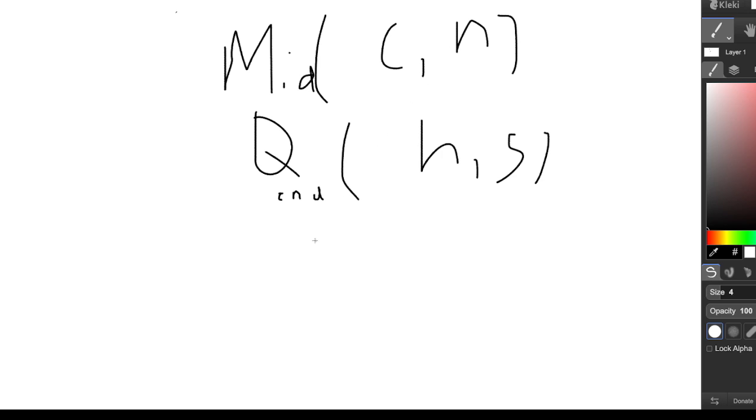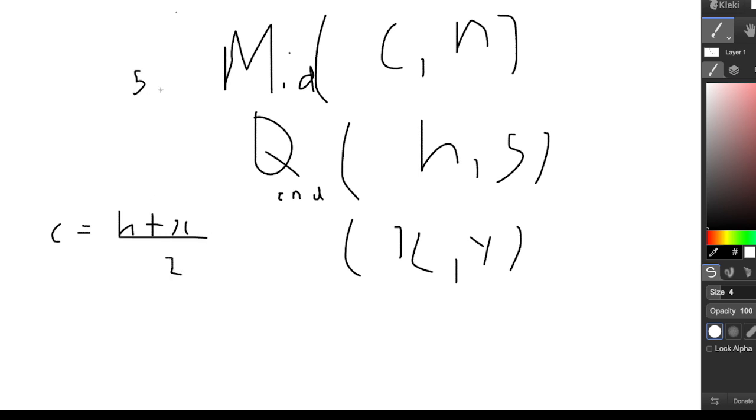Well, if C is our midpoint, let's say our other point we're looking for, let's call it XY. Those are the coordinates of our missing point, the other endpoint. Well, we all know that C will be equal to coordinate H plus coordinate X, and then divided by 2, right? It'll be halfway in between them. Like, let's say we have 5 and 7. 5 plus 7 is 12 divided by 2 is 6, and 6 is in between 5 and 7.